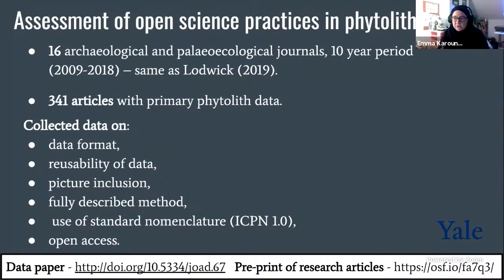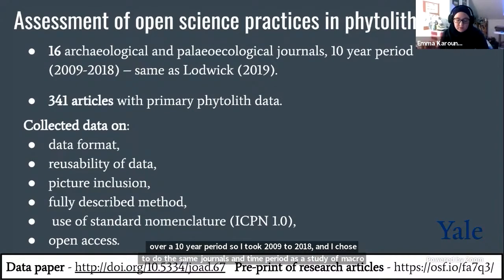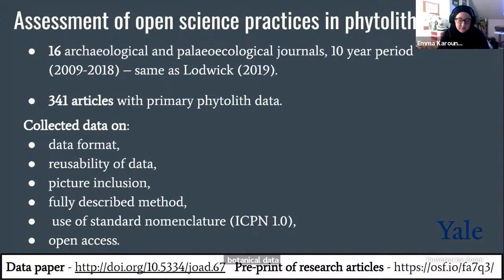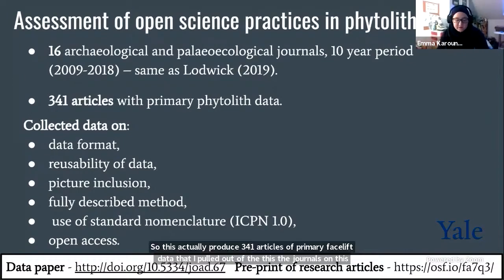This produced 341 articles of primary phytolith data that I pulled out of these journals and this date range. I collected information about data sharing, so the format of the data and its reusability. I looked at metadata, which is all the other information that should be shared with data to give details about the different parameters around the study.